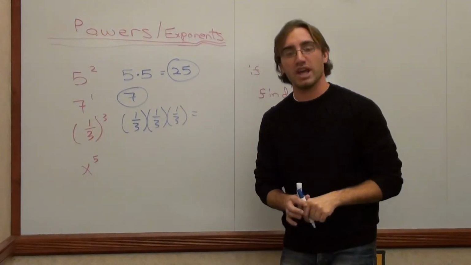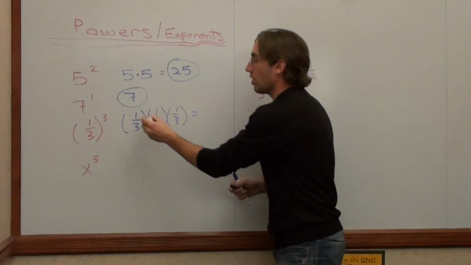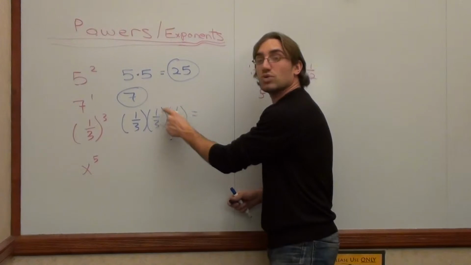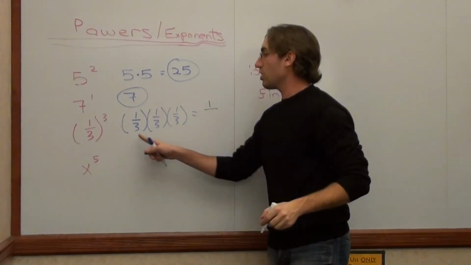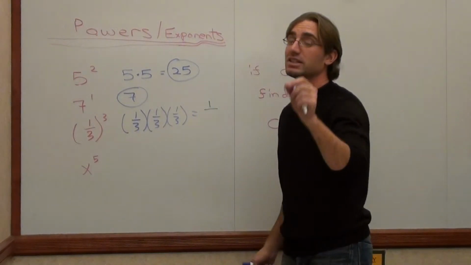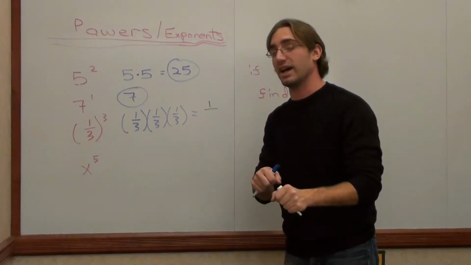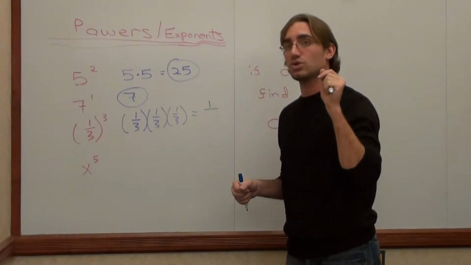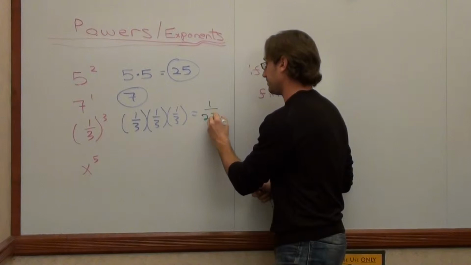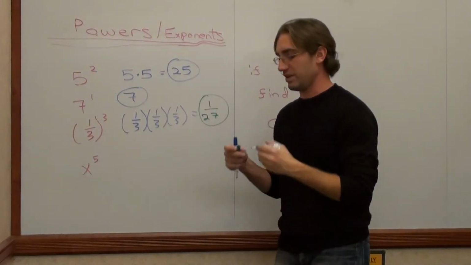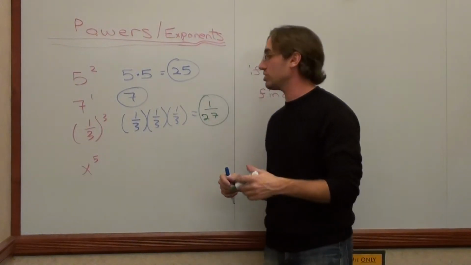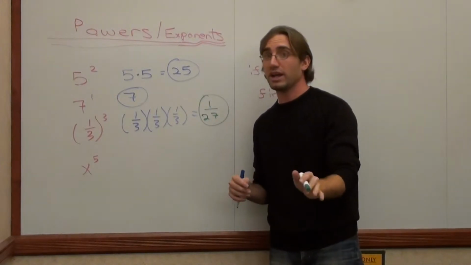And here's how you do multiplication with fractions very easily. You multiply all the numerators, 1 times 1 times 1, 1. 3 times 3 times 3, but it's not 9. 3 times 3 is 9, and 9 times 3 is 27. So that's 1/27.